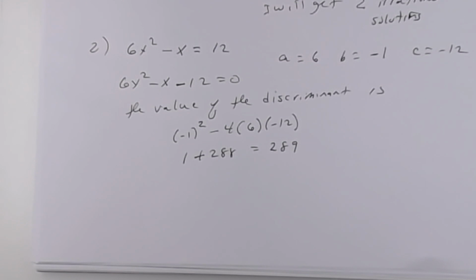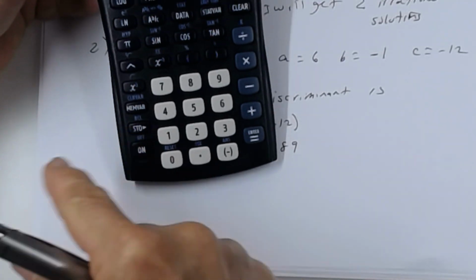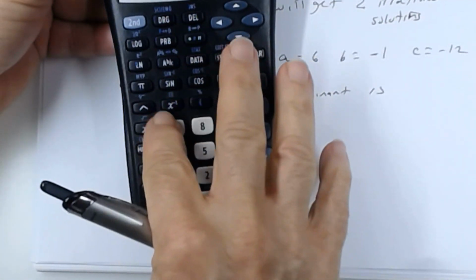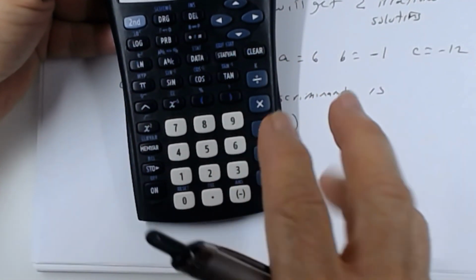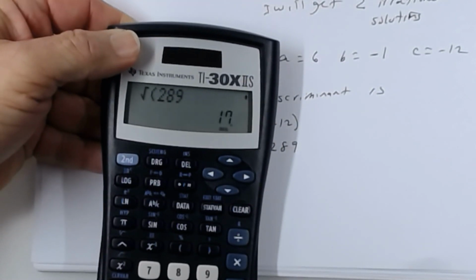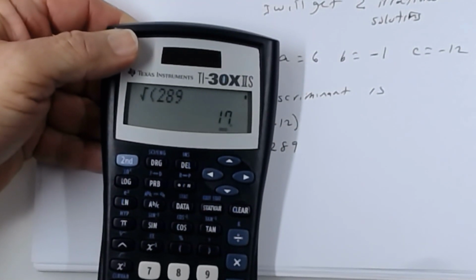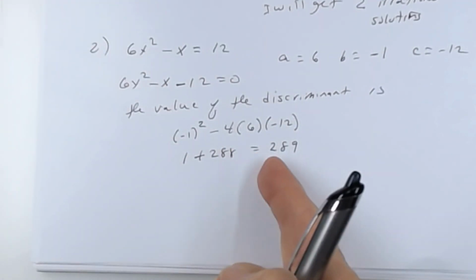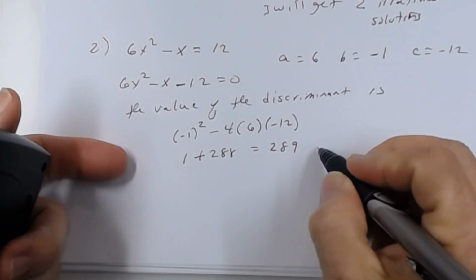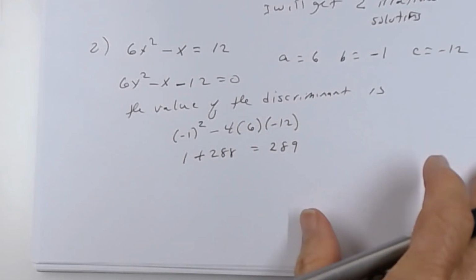289. Now, all you do is ask yourself, is this a perfect square or not? Yes, because if you take your calculator, take the square root of 289, and see if you get a whole number or not. I get what? 17. So it is a perfect square, because 17 times 17 is what? 289. So now here's what's going to happen.